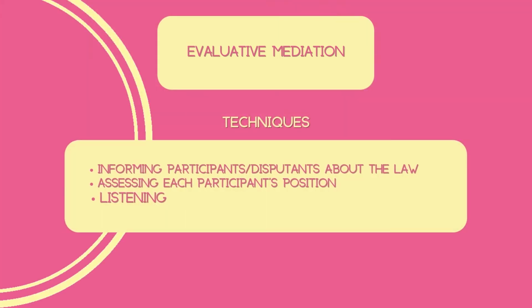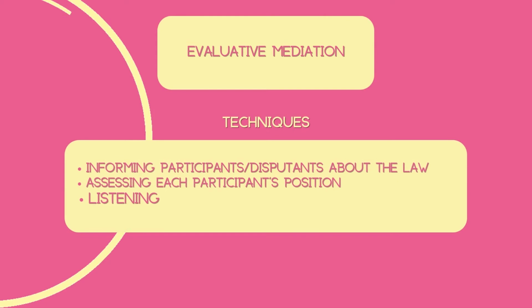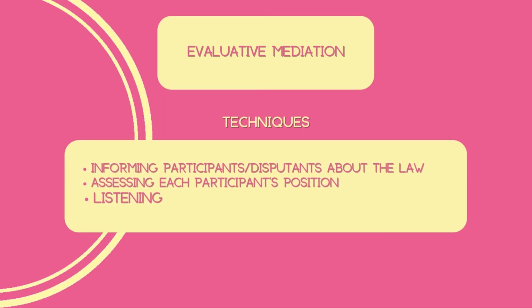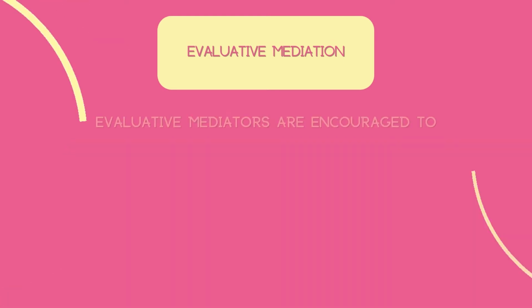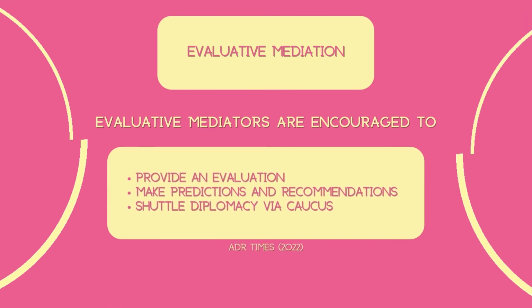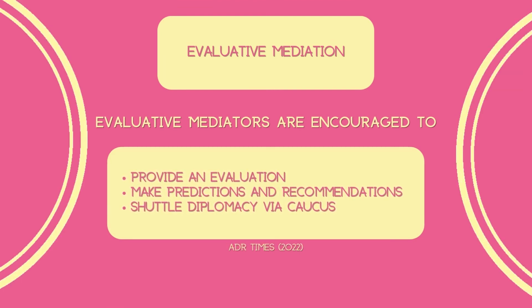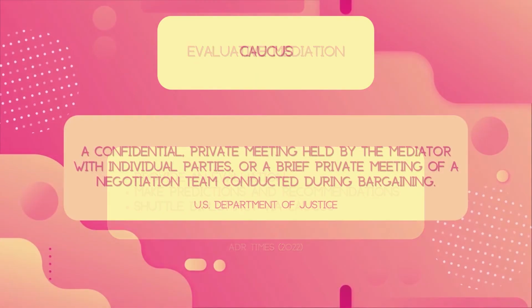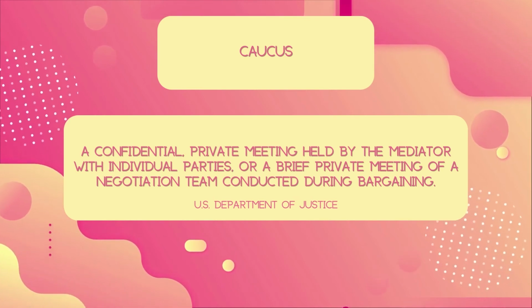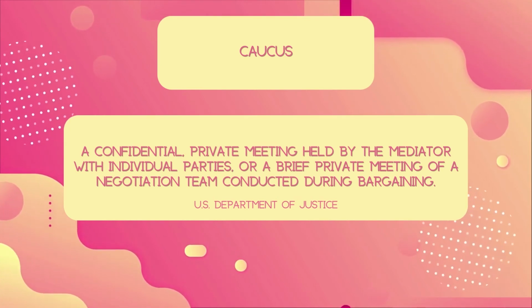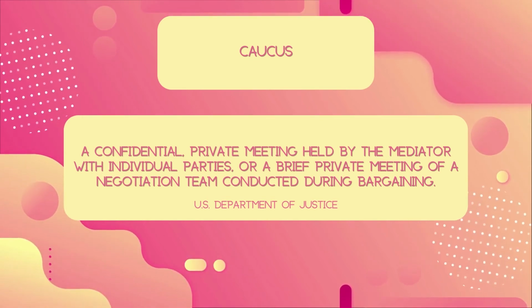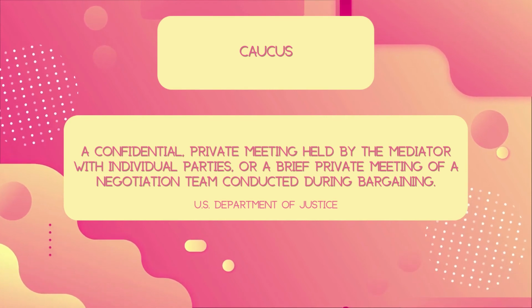Some powerful techniques employed by evaluative mediators include informing participants or disputants about the law, offering an assessment of each participant's position, and listening. By implementing these techniques, evaluative mediators, according to ADR Times 2022, are encouraged to provide an evaluation, make predictions and recommendations, and to use shuttle diplomacy via caucus. A caucus, according to the U.S. Department of Justice, is a confidential private meeting held by the mediator with individual parties or a brief private meeting of a negotiation team conducted during bargaining.